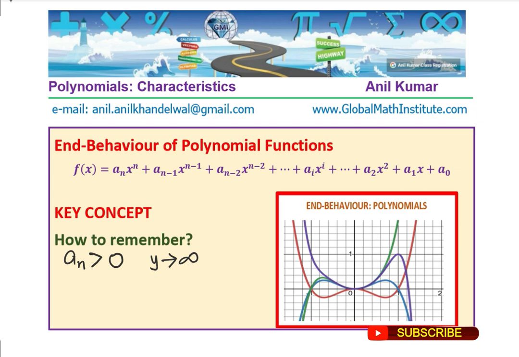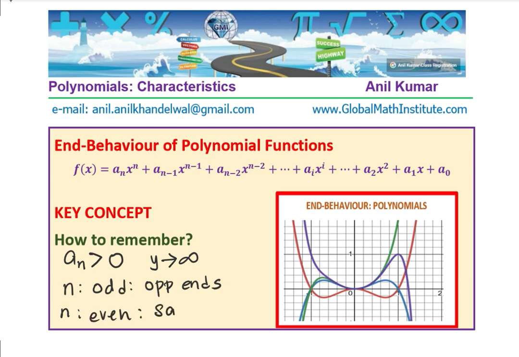Right? And if n is odd, in that case, we have opposite ends. And if n is even, then we have same ends. Perfect. And what happens when an is negative? Well, it reverses, right? So, if an is positive, of course, y approaches infinity. But if an is less than 0, then y approaches negative infinity. So you have to remember this key, right? And the other key: same ends and opposite ends.